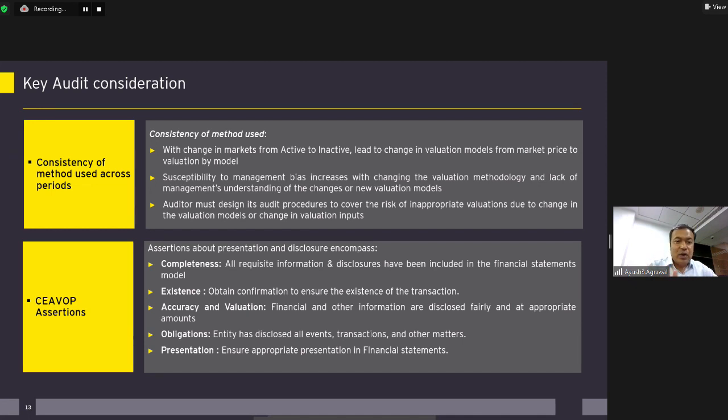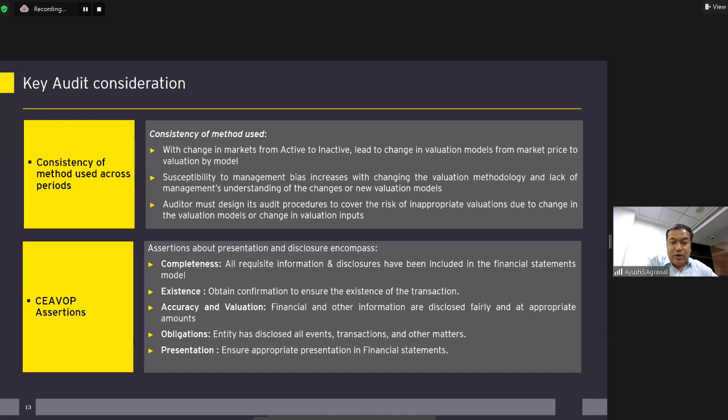And hence, as an auditor, it's our responsibility to design our audit procedures to check the consistency of the valuation model, the model's consistency period after period. And then the basic accounting assertions, the CBOP assertions, I mean, the completeness, existence, accuracy, the obligations and the presentation, those assertions should be applied in the case of financial instruments as well.